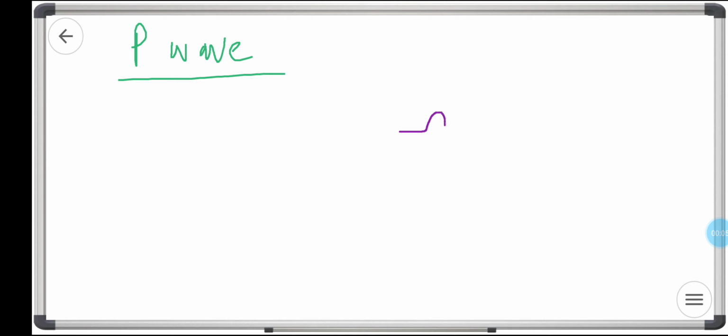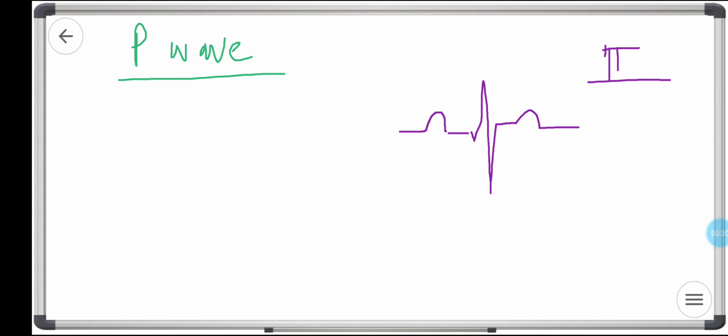So this is lecture number 4, and it's going to be about the P wave, its morphologies and pathologies related to the P wave and the PR interval. Okay, so what is the P wave? It represents the depolarization of the right and the left atria, and it's best seen in lead 2 and, in contrast, lead V1 as well.